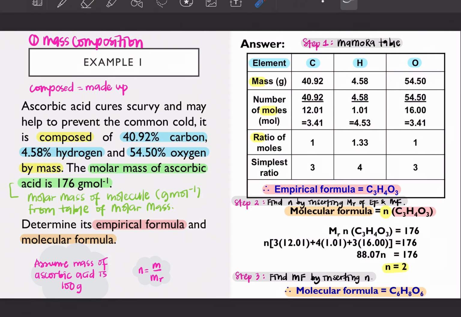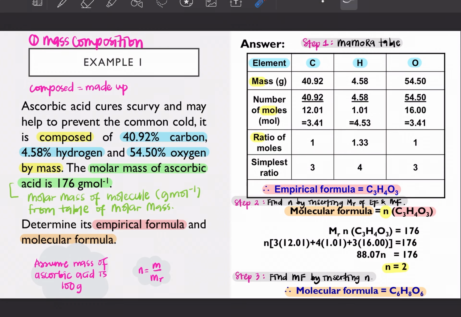Alright? So now that we have our empirical formula using this Marmora table, we want to find the molecular formula. In order to do that, we need to find N by inserting the molar mass of the empirical formula and molecular formula. We know the molar mass of the molecular formula, right? Which is ascorbic acid. But we do not know the molecular formula itself. Awak tak tahu C berapa, H berapa, O berapa, kan? So in order to find that, we need to find N.